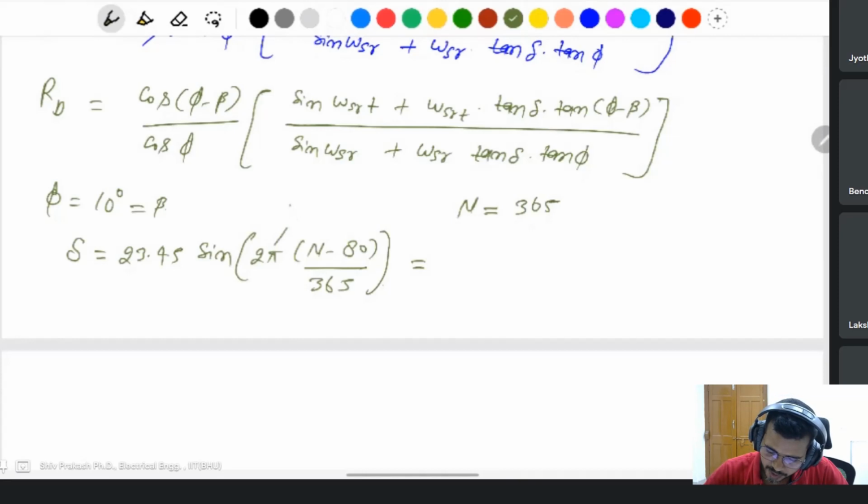Put in the value of pi, it will be 20 degree, pi in degree. It will be minus 23.01 degree.